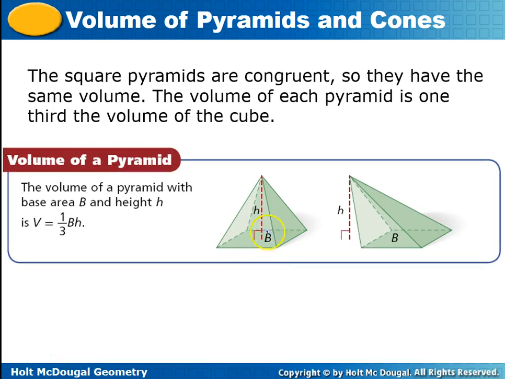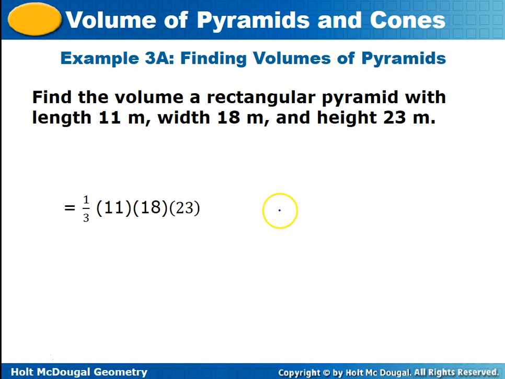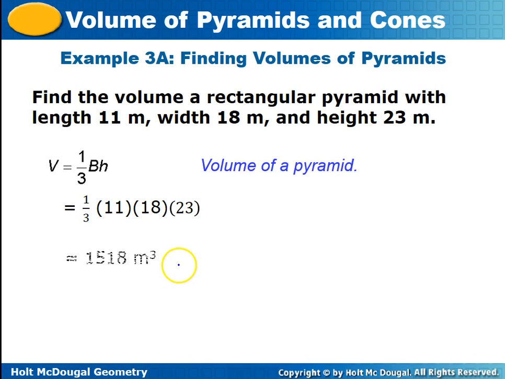Whatever it is, we're going to find the area of the base first. We're going to multiply that times the height, and then we're just going to divide that number by 3. So here again, we've got that our volume for the rectangular prism was 11. We're going to multiply the 11 times the 18. That's our base. Multiply that times our height, and then we're going to divide that whole number by 3. Again, remember, multiplying by 1/3 is the same as dividing by 3. So that gives us 1,518 meters cubed.